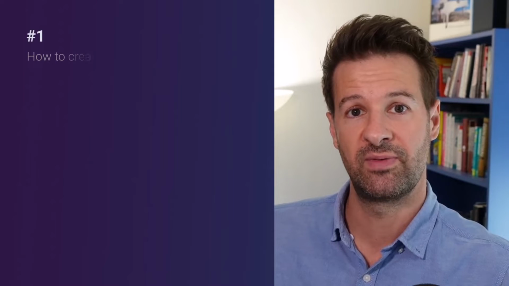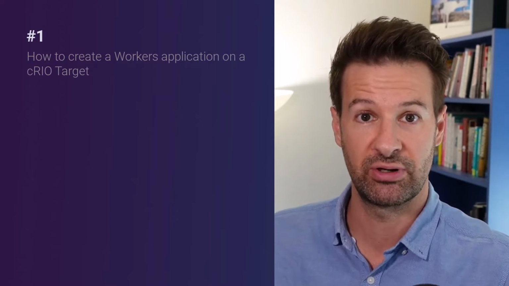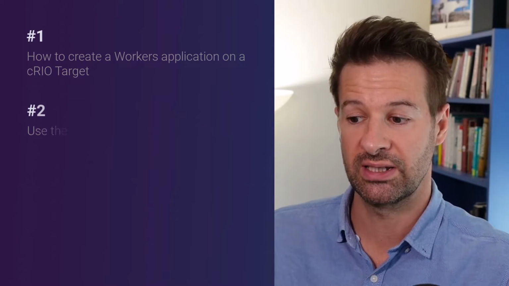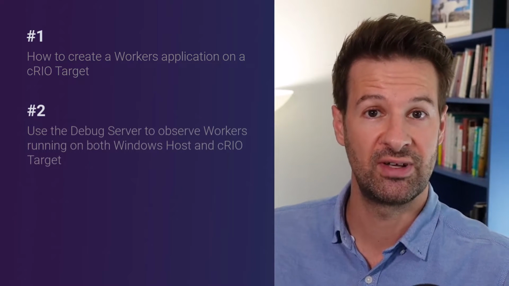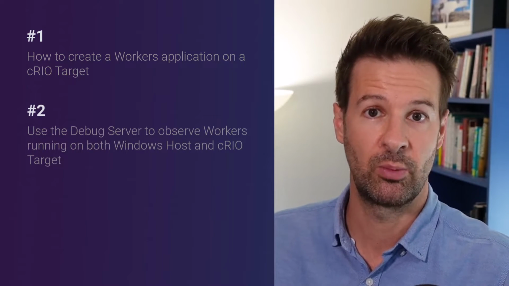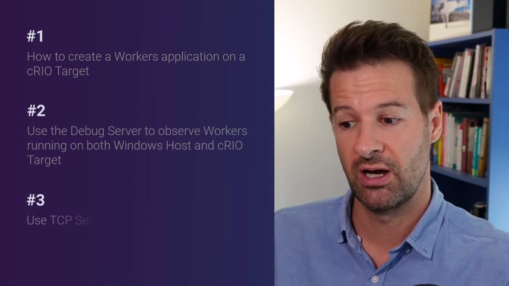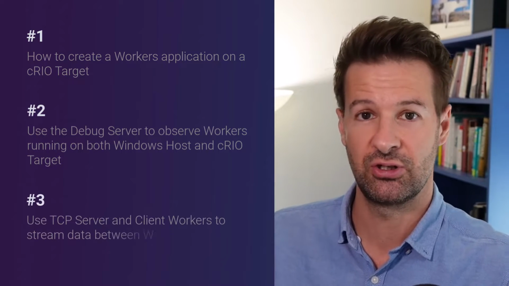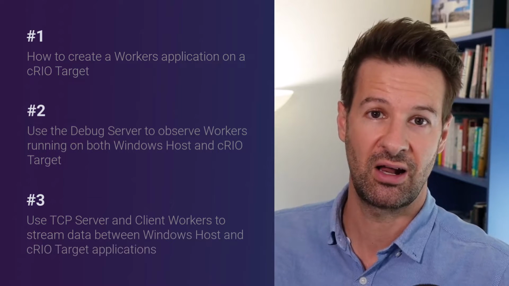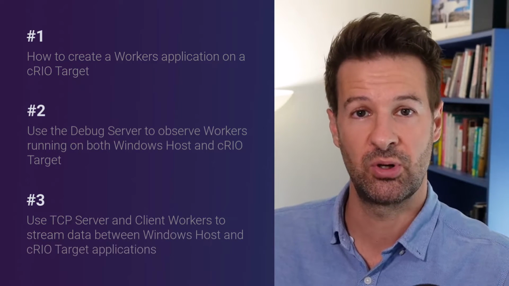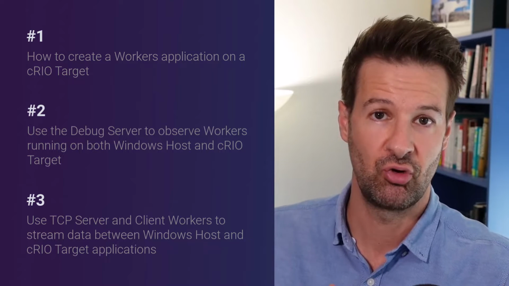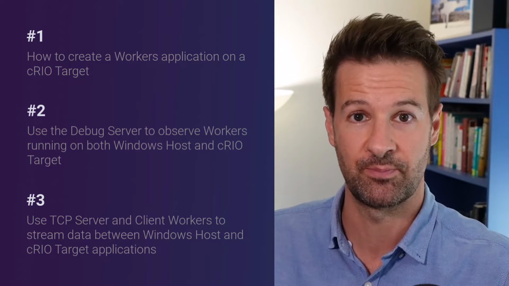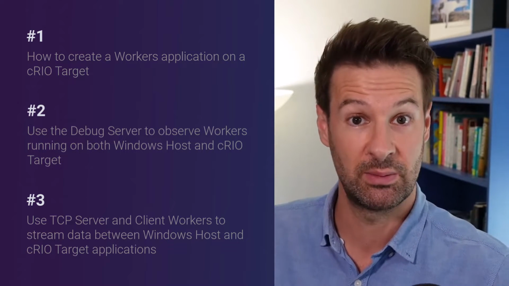In this video, I will demonstrate number 1, how to develop a Workers application on a compact cRIO. Number 2, I'll demonstrate how to use the Workers Debug Server to observe the application running on the compact cRIO. And number 3, I'll demonstrate how to use the new TCP server and client workers to stream data between an application running on a compact cRIO and a Workers application running on a Windows host PC. So let's start the demonstration.